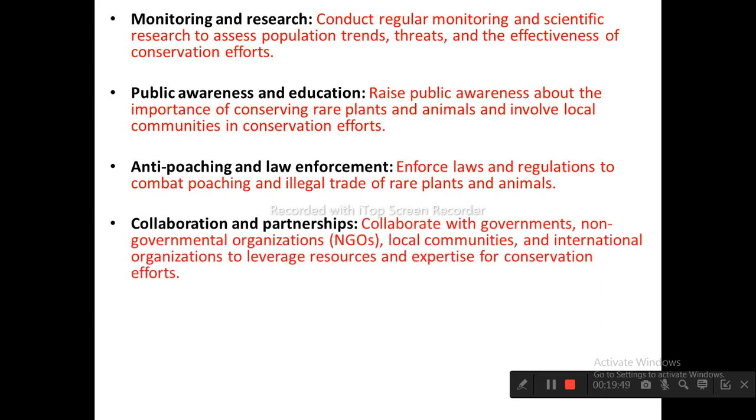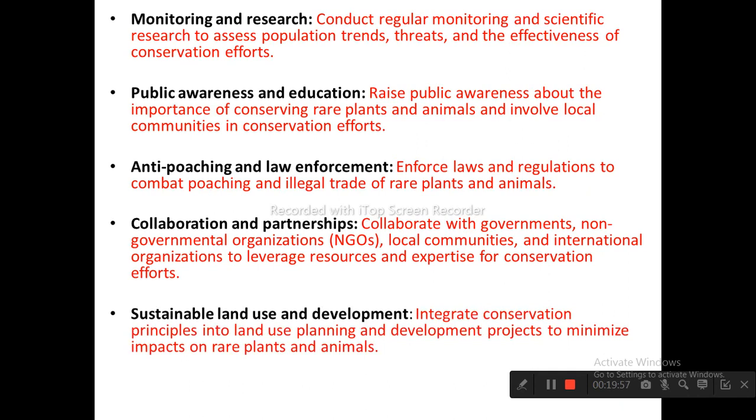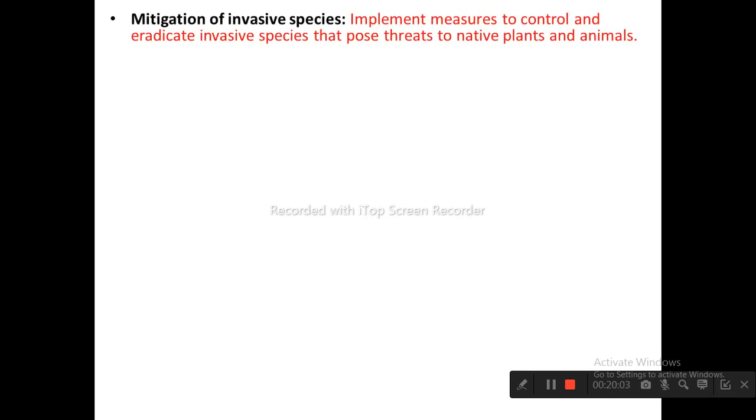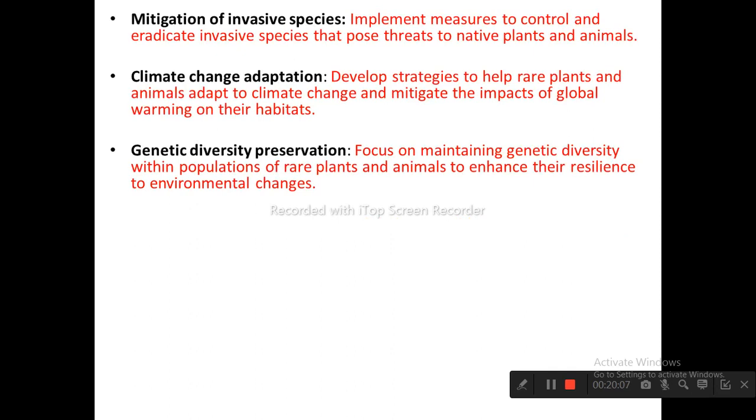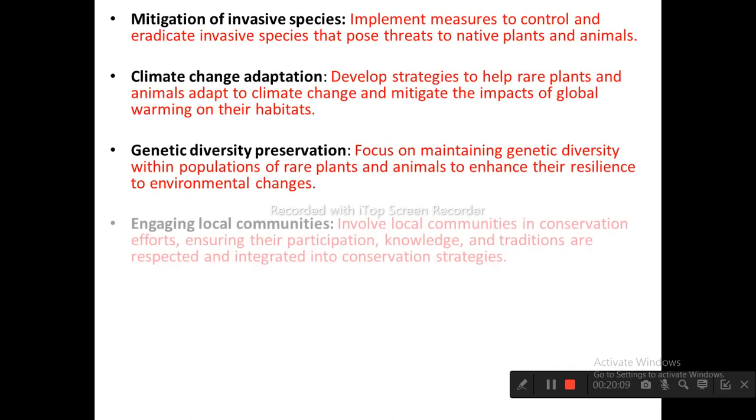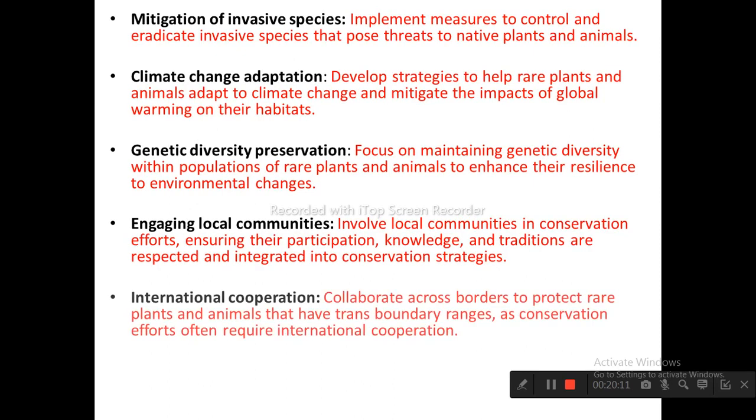Collaboration and partnerships with different NGOs, INGOs, multinational corporations, local communities and international organizations, sustainable land use and development, mitigation of invasive species, climate change adaptation, genetic diversity preservation, engaging local communities, international cooperation.